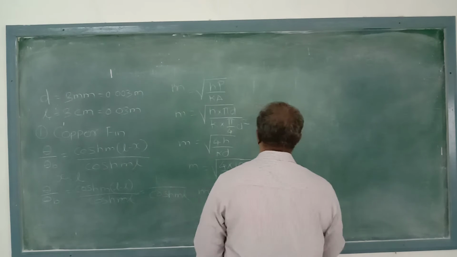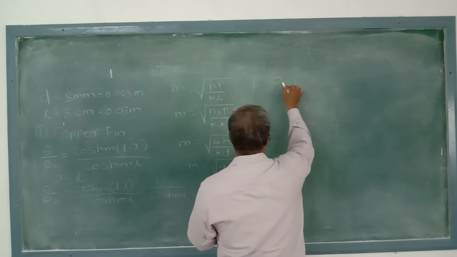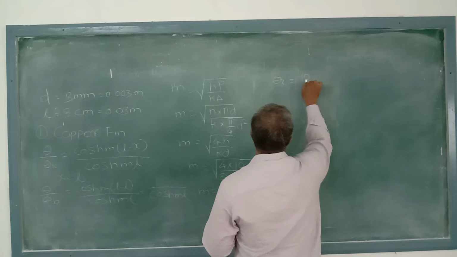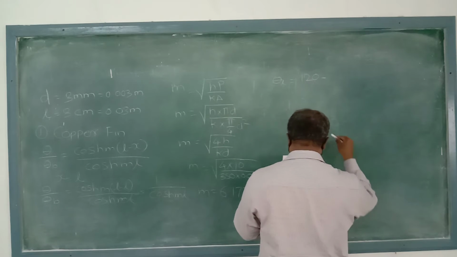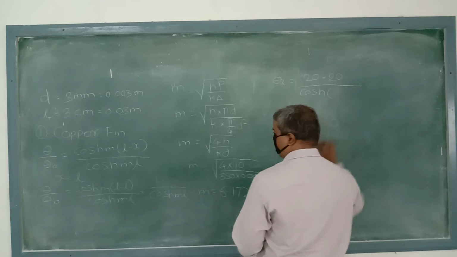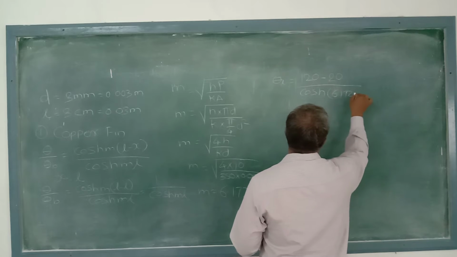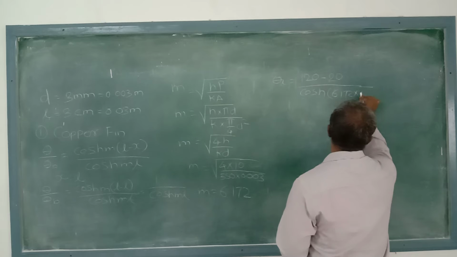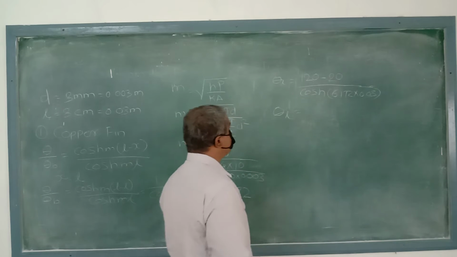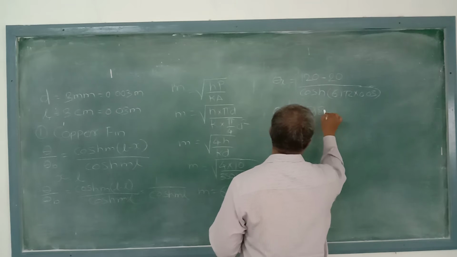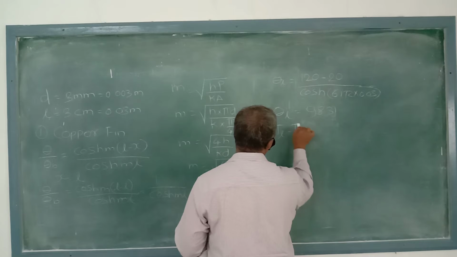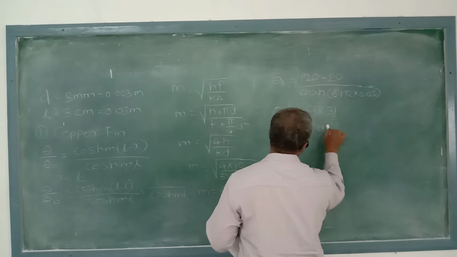Now we have found the value of m, but they are asking you to find the temperature at the end, at L. So we have to substitute this value: theta of L is equal to, they have given the temperature at the base 120 minus temperature of surrounding, they have given 20, upon cosh of m into L, 6.172 into the length 0.03. After substituting the values and calculating on the calculator, we are getting theta L is equal to 98.31.